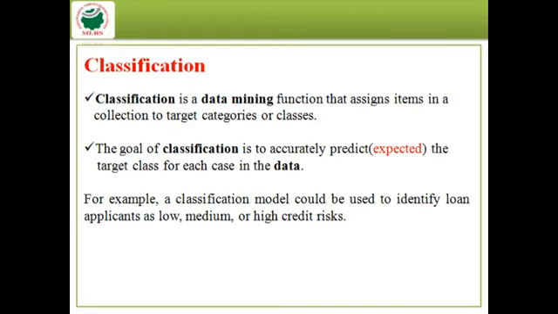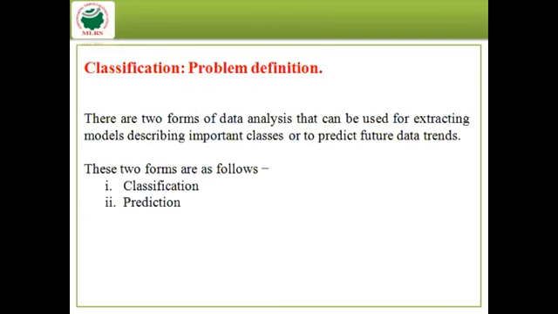If the data goes wrong, obviously the decisions may be wrong. That's the reason the knowledge workers, end users, and higher authorities must get good knowledge about your data. Then only can they analyze your data. In those cases, classification techniques are really used. Now see, classification problem definition.